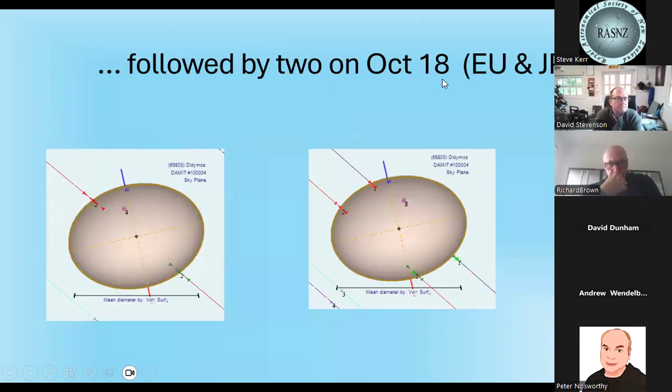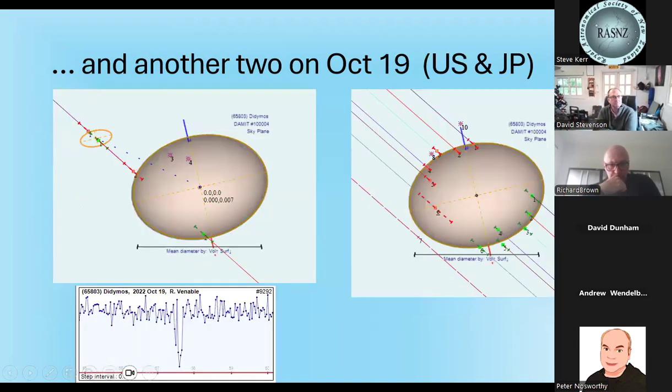And then we had two observations on October 18, Europe and Japan. And here, better prepared, better circumstances, got much better uncertainties involved with it. So tying down the position much better than that first one. And another two in October that year. And this one, first detection of Dimorphos. I think there was only two events where we picked up Dimorphos. A nice double event light curve there.